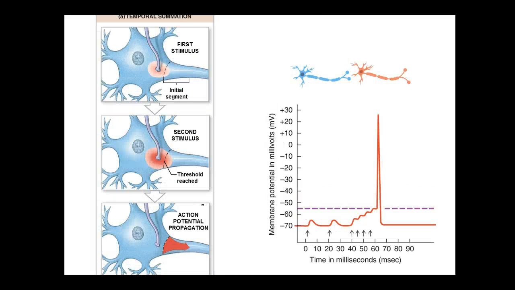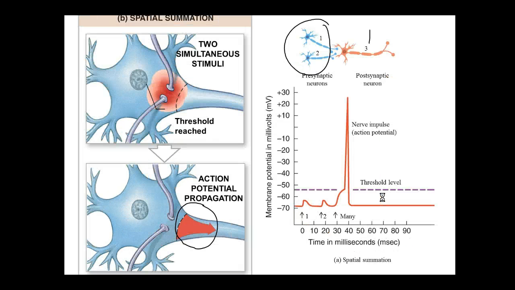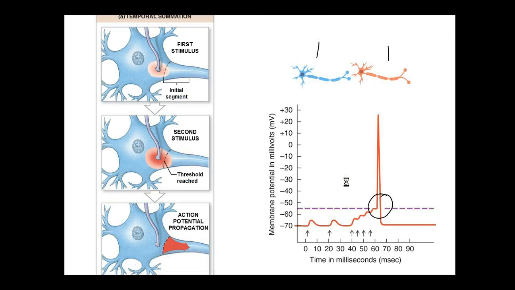In temporal summation, notice we only have 1 presynaptic neuron and 1 postsynaptic neuron. We still meet threshold, but it takes a lot longer. Here we met threshold in 40 milliseconds. Here we're meeting it in 60 milliseconds. This 1 presynaptic neuron has to send signals over and over and over, and they're going to build off of each other. As they start building up, we'll eventually hit threshold at the axon hillock, and a new AP will be formed.